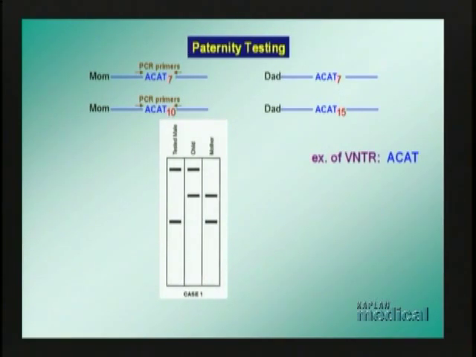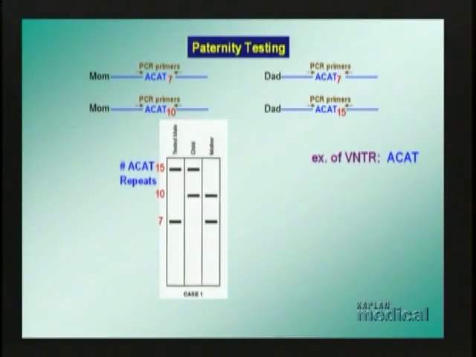The same primers are then added to the DNA from the chromosomes from the tested male. So here are the primers on the flanking sides of the ACAT VNTR. And so in one of the chromosomes from the tested male, there will be a 7-mer, and in the other chromosomes, there will be a 15-mer because the PCR primers are added, and this part will be amplified.